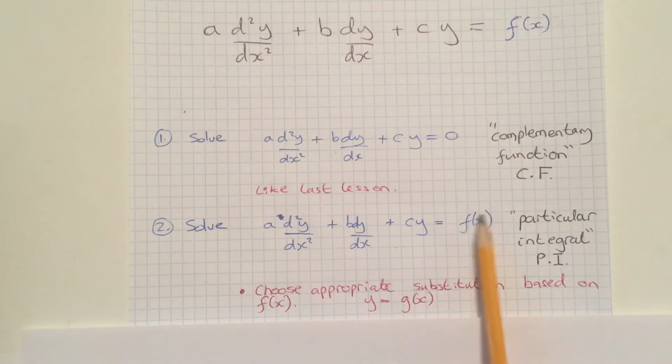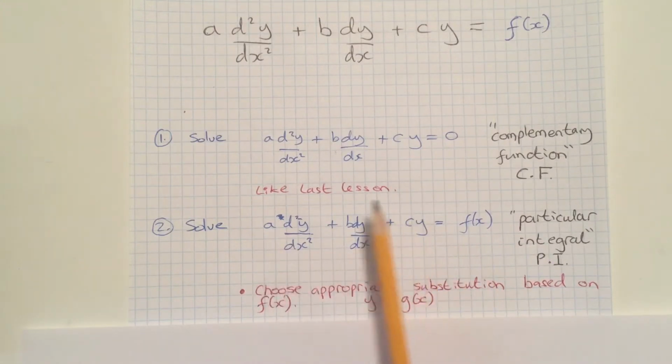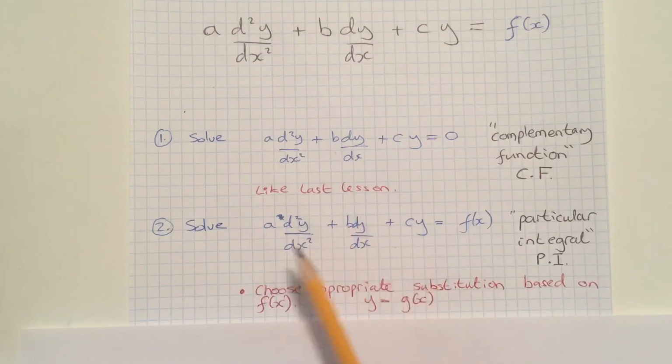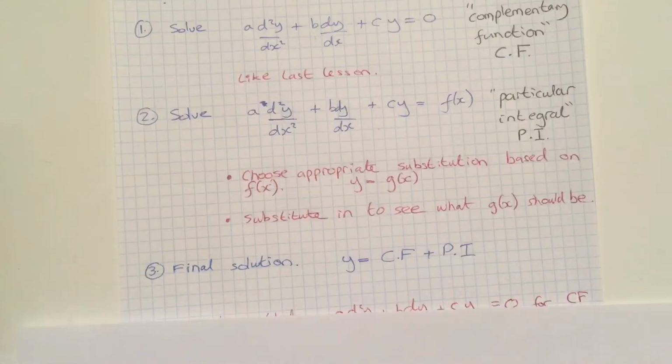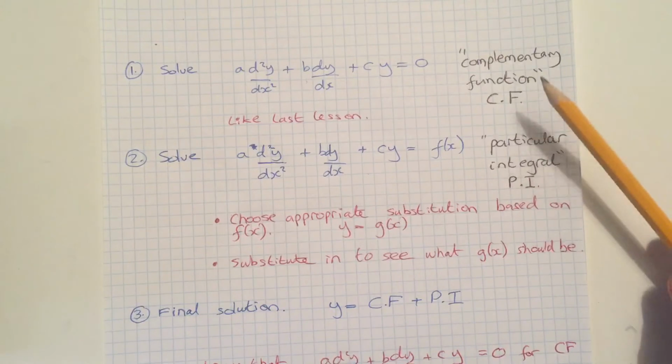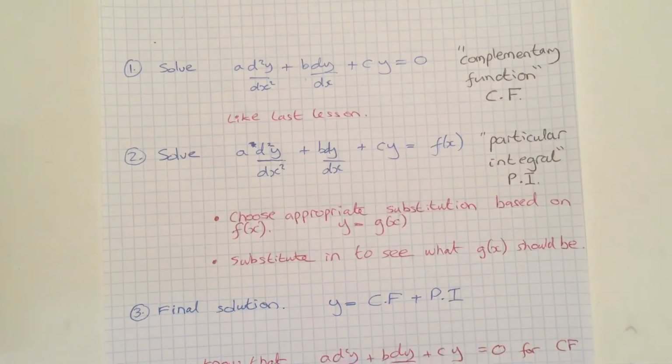So basically what I'm saying is we will look at whatever this function is, we will then guess some solution that's going to be similar to that, substitute it in over here, and then that will give us more information on what our particular integral will be exactly. And then our final step will be to add these two things together. That will give us our general solution at the end.